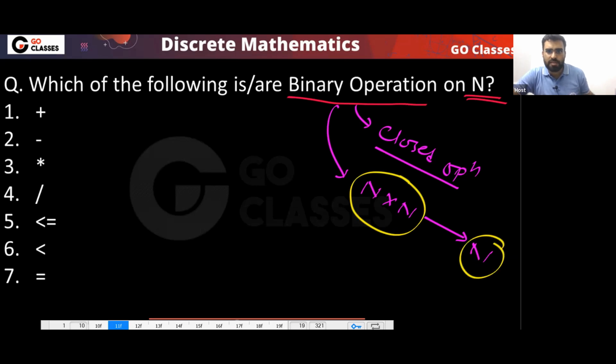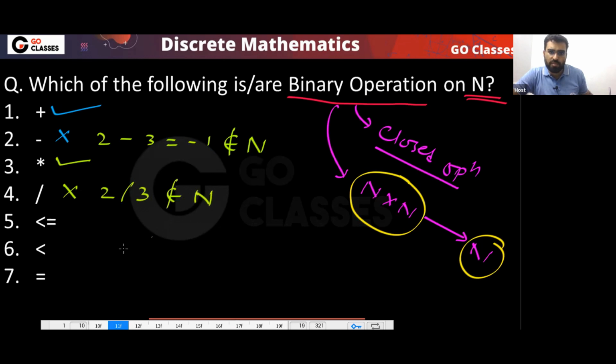So which of them is a binary operation? Yes, plus is a binary operation, correct. Minus is not a binary operation. Why? Because you can very easily see that 2 minus 3 is equal to -1, and this does not belong to the set of natural numbers. Multiplication is a binary operation. Division is not a binary operation because 2 divided by 3 does not belong to the natural numbers.